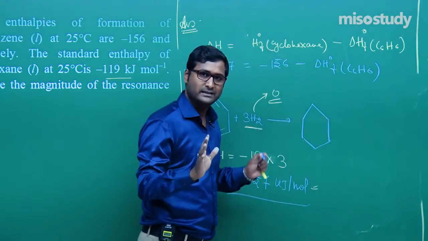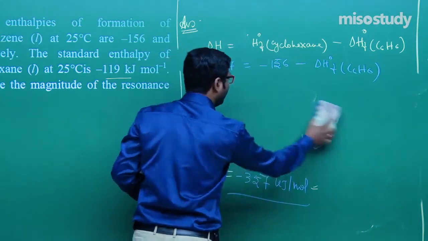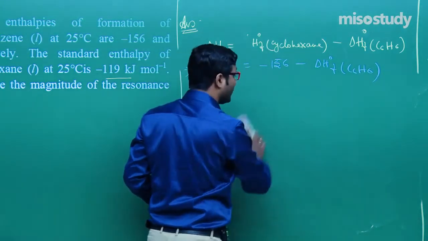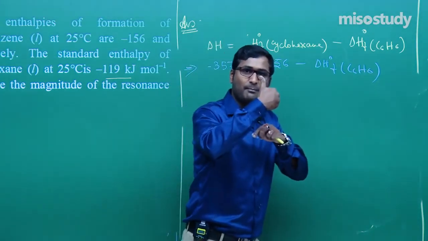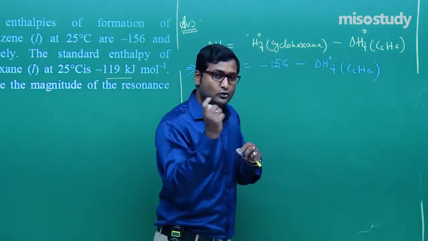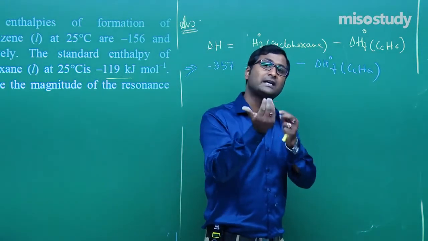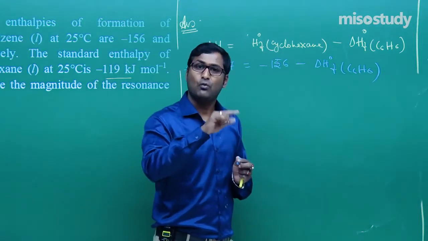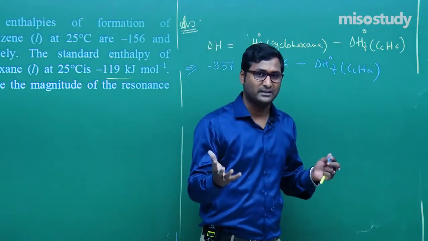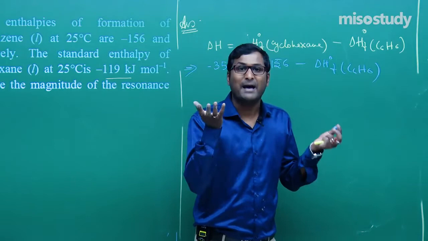Clear? Is it clear to you? Now, if you have any doubt... this is just a theoretical value because we assumed it. Because in cyclohexane, there is a breaking of one double bond. So if it is 119, then what about the case of benzene? There are 3 double bonds and they will be converted to single bonds. So minus 119 multiplied by 3, that is the theoretical value we have assumed.